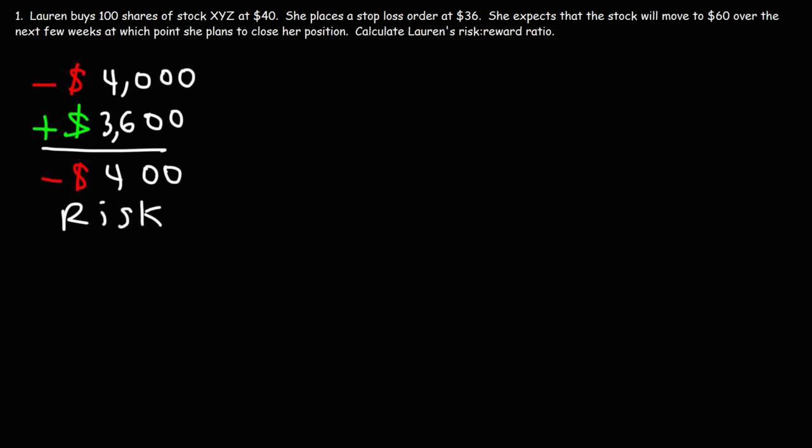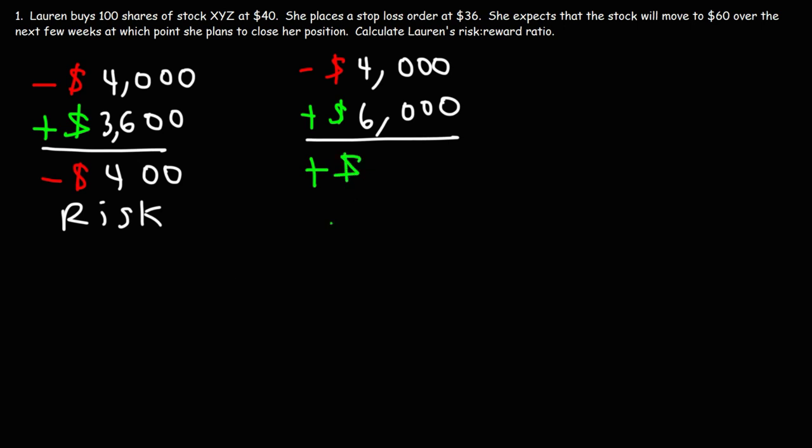Now let's calculate her potential reward. She still put in $4,000, but if the stock moves in her favor and it reaches $60, at which point she plans to sell, she's going to receive $60 times 100, or $6,000. So she is looking at a net gain, or reward, of $2,000. That's the reward in this particular trade. So she's risking $400 to make $2,000.